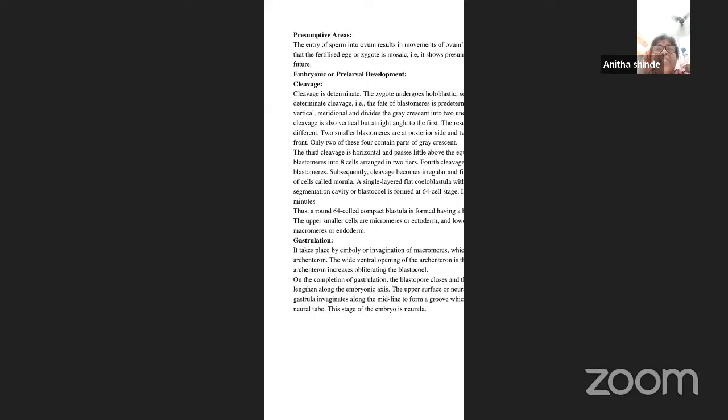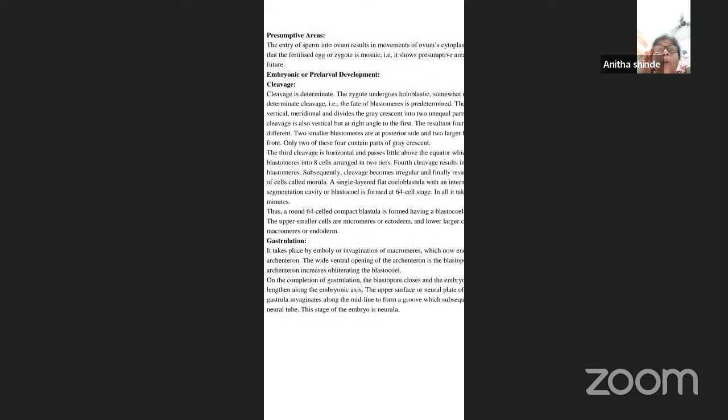Subsequently, the cleavage becomes irregular and the cells go on dividing. So 16 cells give rise to 32 cells, then 32 cells give rise to 64 cells. When 64 cells are attained, a cavity develops. That cavity is the blastocoel cavity. This compact round ball of 64 cells is the morula. On the upper side of this ball-like structure you have smaller cells, called micromeres or the ectoderm, and on the lower side you have larger cells, called macromeres or the endoderm. So that is how the embryonic development takes place.